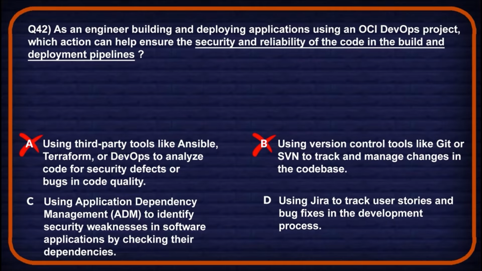Moving on to option number C. Use application dependency management to identify security weaknesses in a software application by checking its dependencies. Application dependency management identifies vulnerabilities in third-party libraries, enhancing core security in the pipeline. So option C looking a good answer. Moving on to option number D. Use Jira to track user stories and bug fixes in the development process. Jira supports project tracking but does not directly enhance code security or reliability in the pipelines. So option D again a wrong choice. So option C will be the correct one.